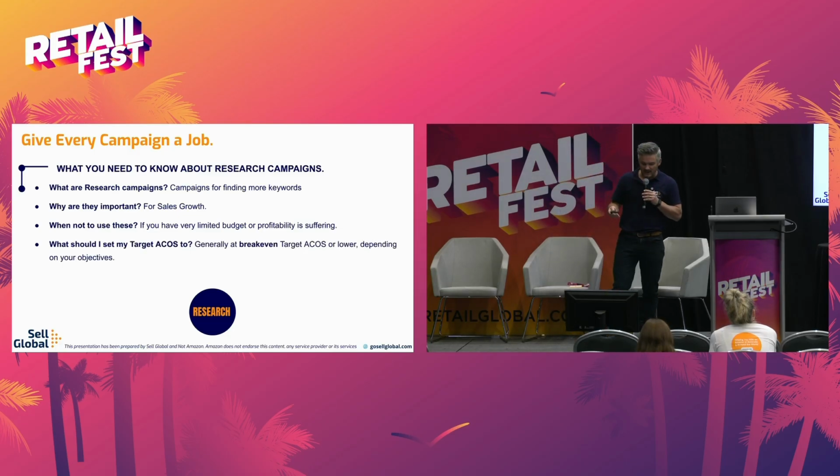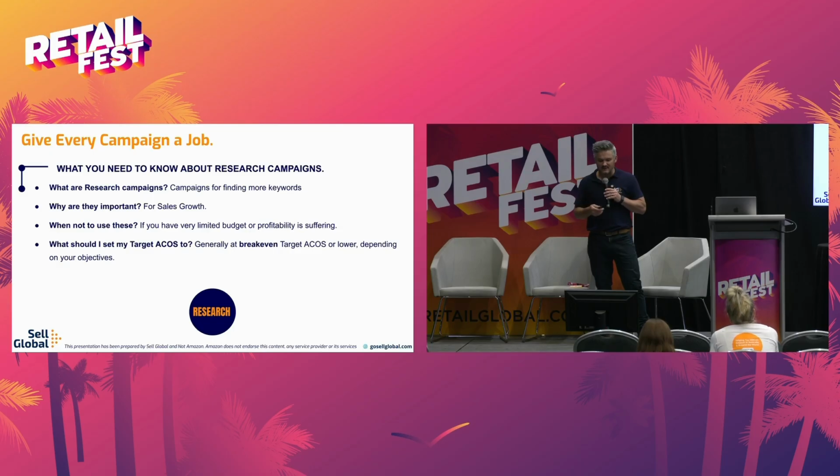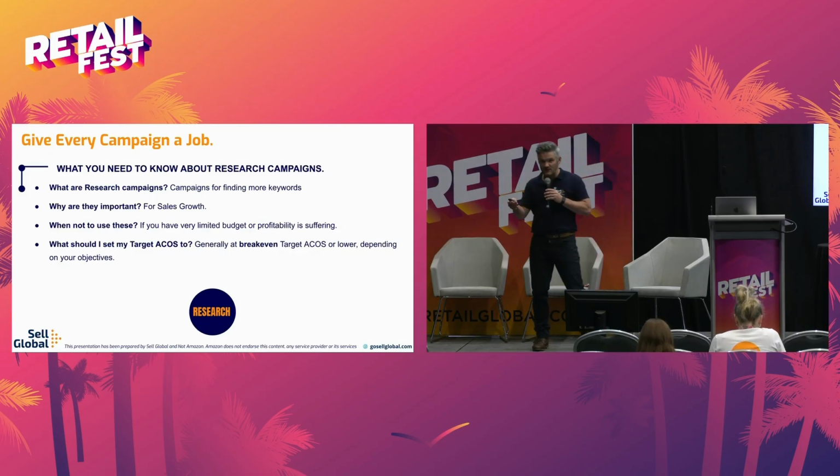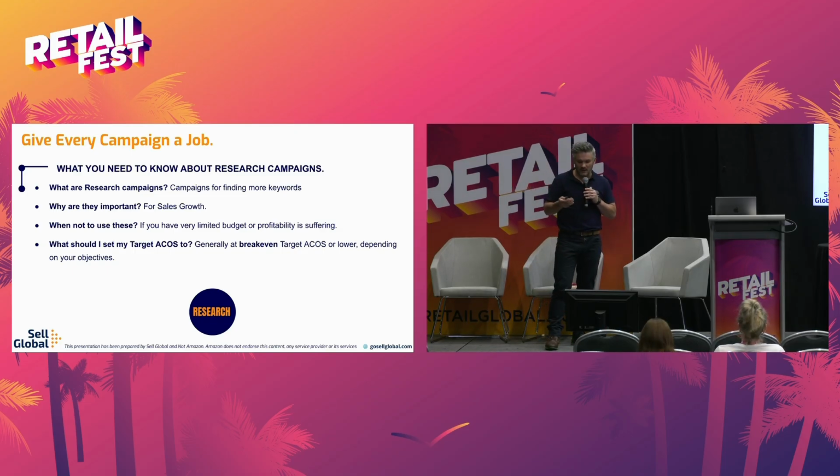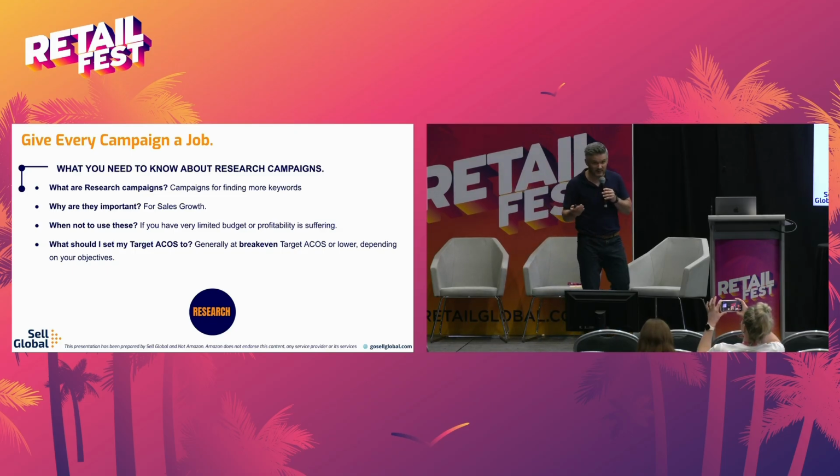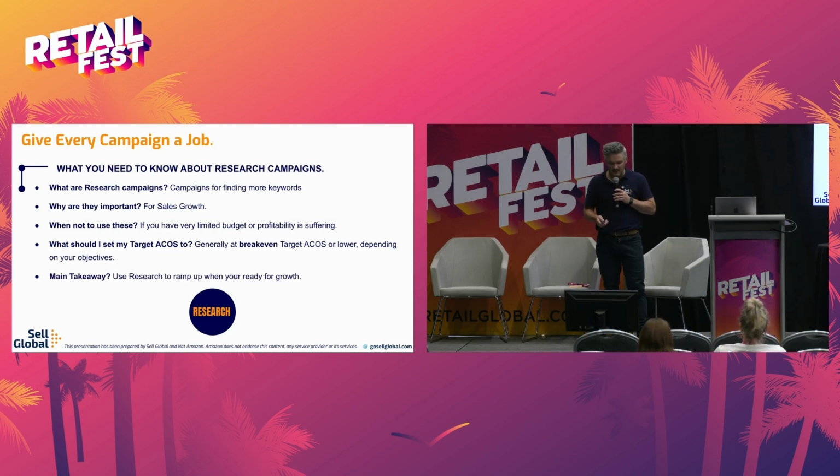What should I set my target ACOS to? Normally, the recommendation here is you want to set this to a break even, which would be if you have a contribution margin of 35%, set your target ACOS to 35% just to begin with. And then you can adjust from there depending on what your objectives are. Again, tying that back to the objectives we set at the beginning. Main takeaway here is use research to ramp up when you're ready for growth.